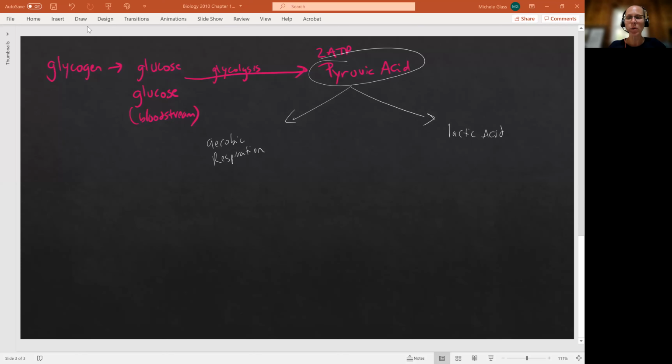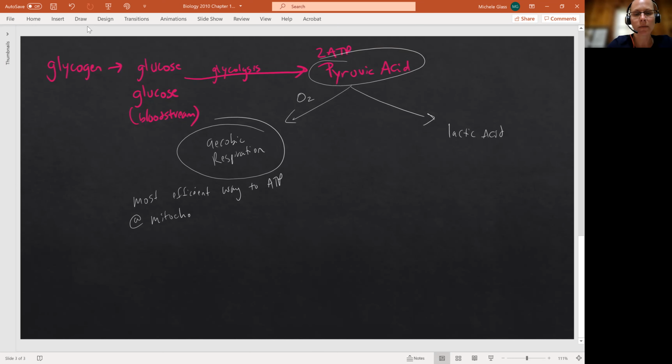Okay, so I needed a little bit more room, so I've just rewritten where we left off. So remember, we're looking at what's going to happen with that pyruvic acid. Now, one of the things that we can do with that pyruvic acid, if there's oxygen available, is we can do aerobic respiration. So aerobic respiration is really our most efficient way to make ATP. It's aerobic, so that does mean with oxygen, and this is occurring at the mitochondria. So remember, we talked about the mitochondria as the powerhouse of the cell.